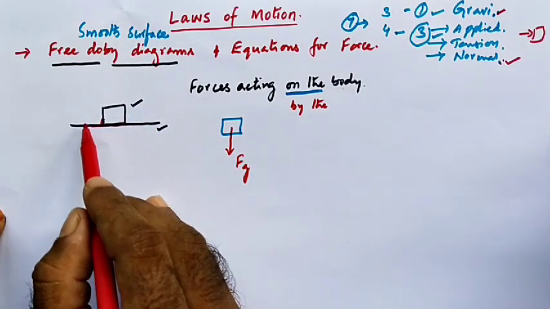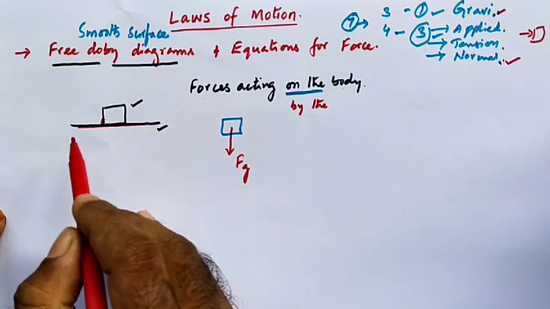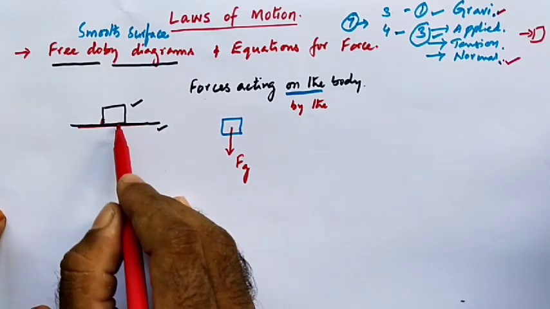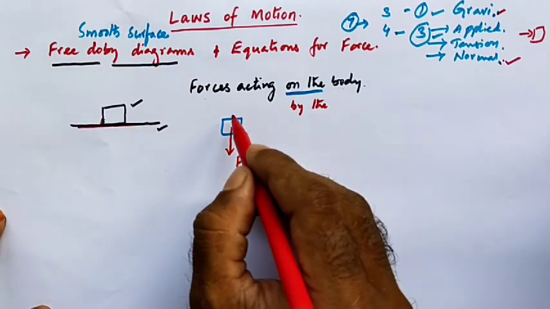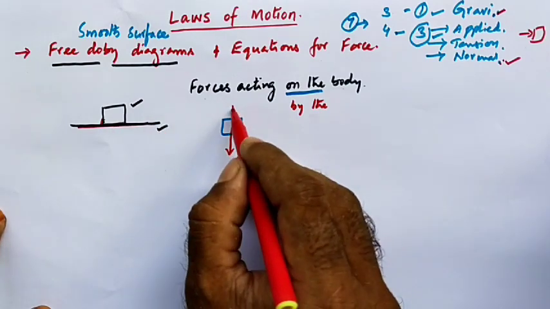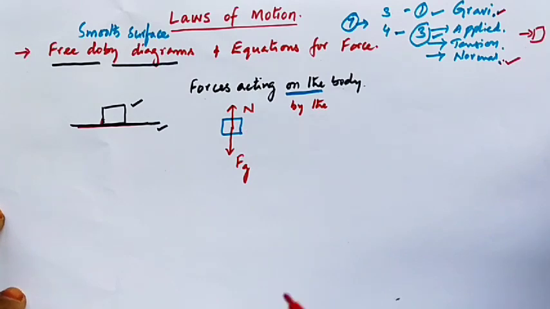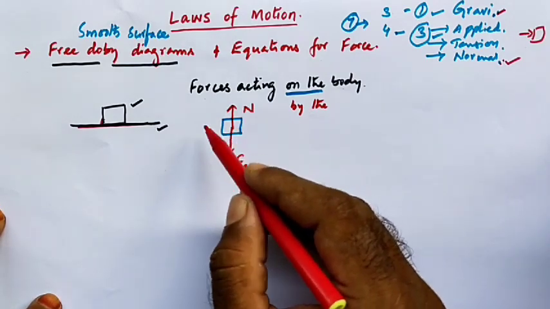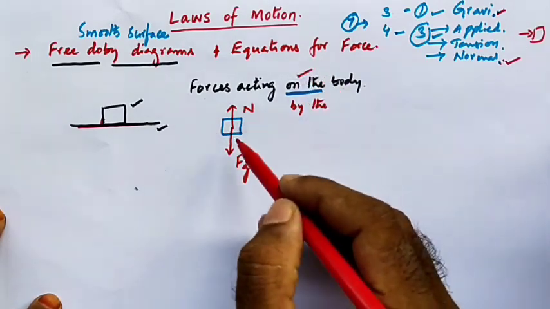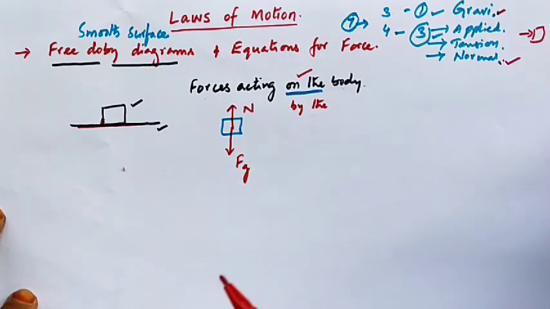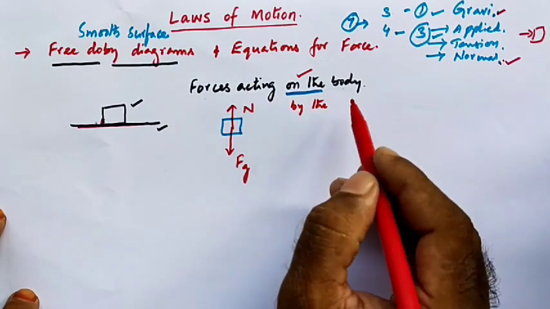Who is applying that force? The surface. As these two are in contact, the surface applies a normal force on the body that is perpendicular to the surface, so this is our normal. Understood? In this case, how many forces are acting on the body? Two forces.